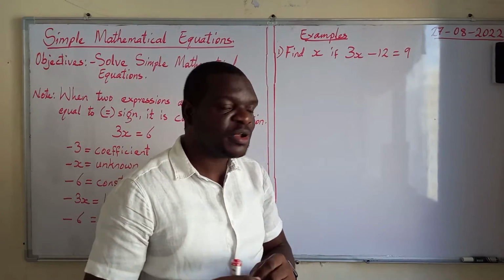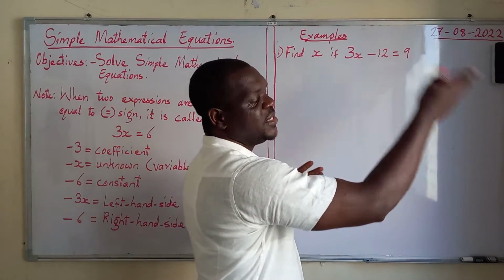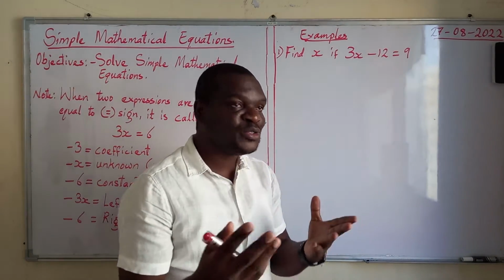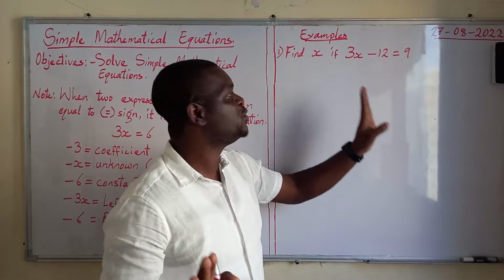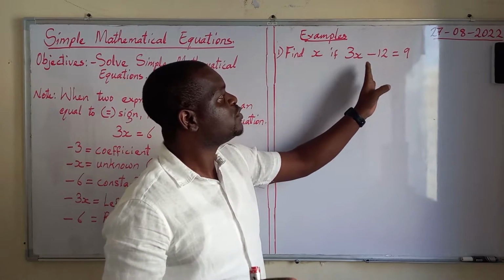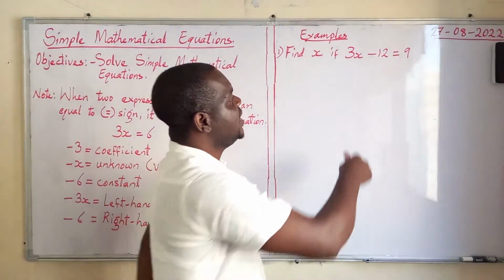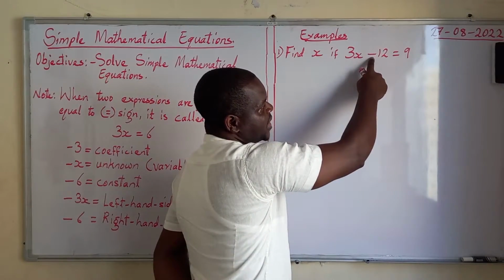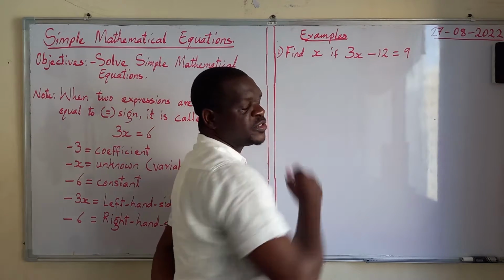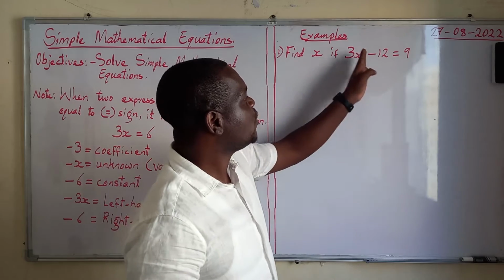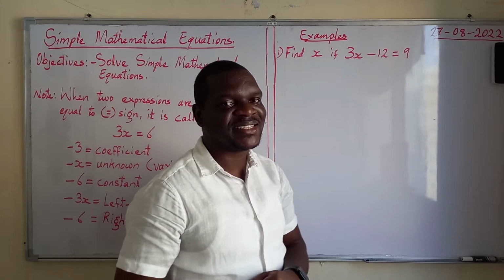Another thing to take note of is that what you do to the left-hand side, you do equally to the right-hand side. And what do you do to eliminate all these numbers and only be left with x? You are supposed to do the opposite of the sign that you have here. For instance, here, this is subtraction. So to do away with 12, you have to add, the opposite of subtraction, which is addition. Once you add to the left-hand side, you add equally to the right-hand side.